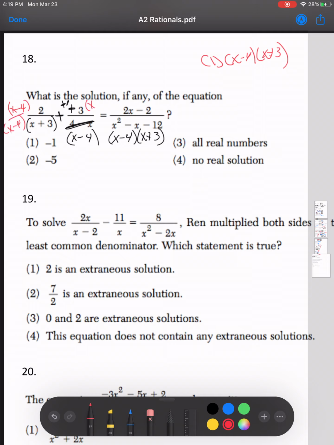Second fraction gets multiplied by the x plus 3 over x plus 3. Last fraction is the same. So distribute the 2. I get 2x minus 8 over the common denominator. Then I distribute the positive 3 now and get 3x plus 9 over the CD. And the last one stays the same.